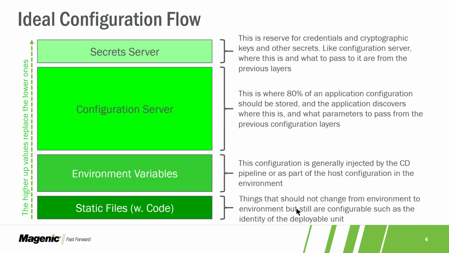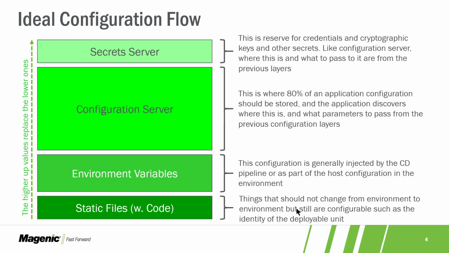The 80% use case for your configuration that varies by environment should be in a configuration server. And a good configuration server has two easy security principles. The first is that the data is encrypted at rest and in motion. And the second is that you can only write or read configuration if you have the appropriate authentication and authorization. How this is done varies by configuration server.